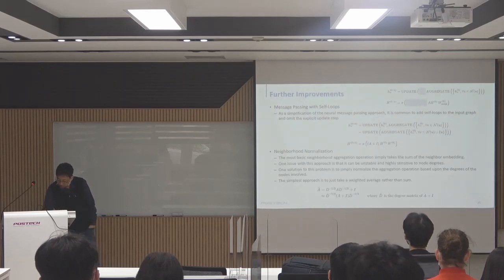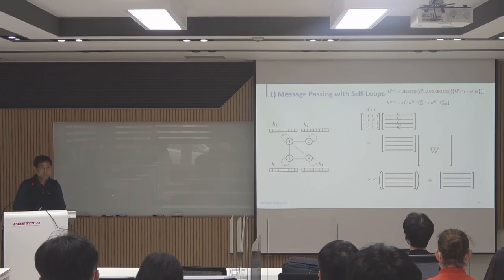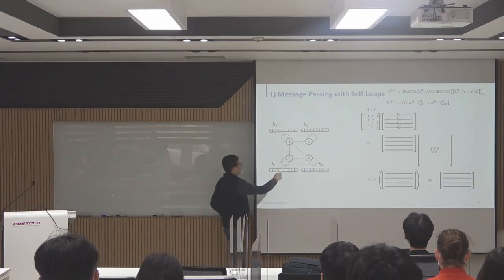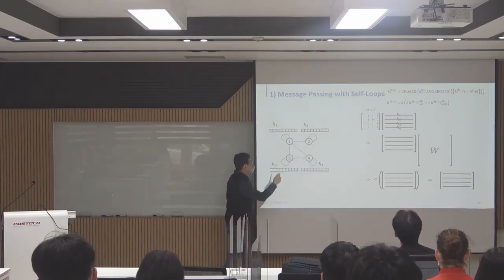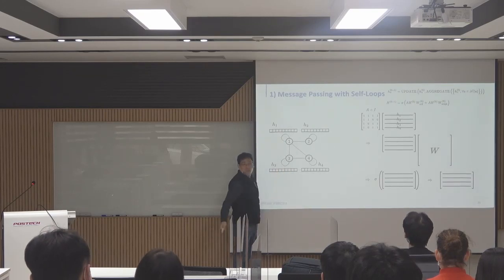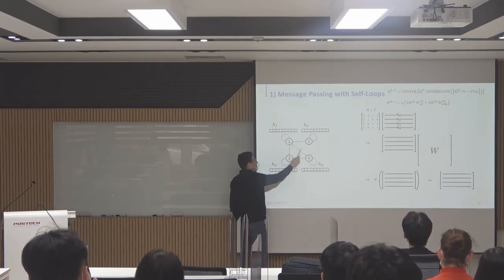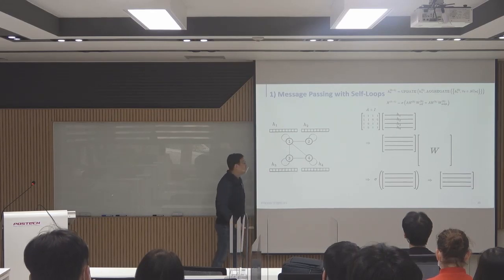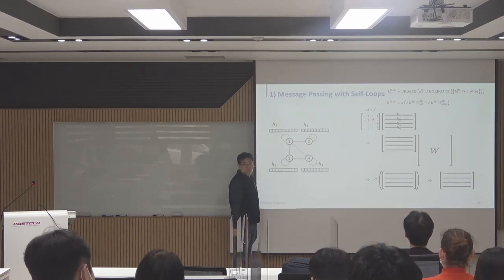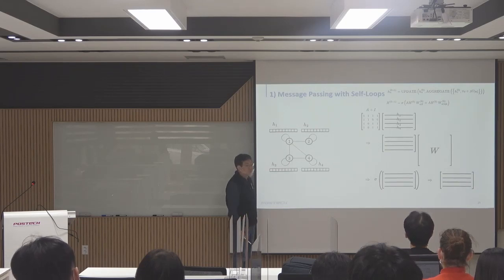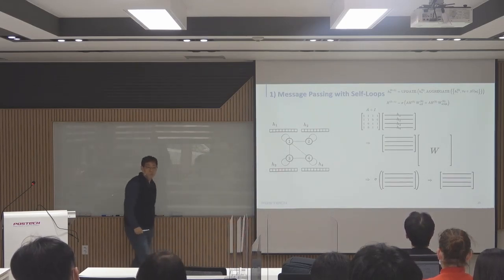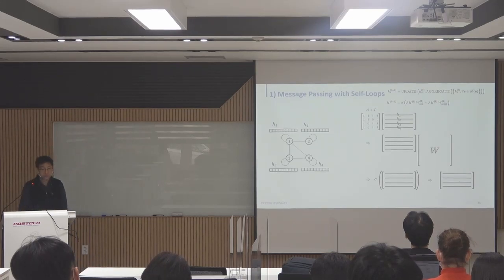Let me show you. The first improvement that we can make is that here there is no self loop. We add a self loop to each node. That means, in order to update this node, we're going to take this neighborhood, including itself, to aggregate. You see what I mean?